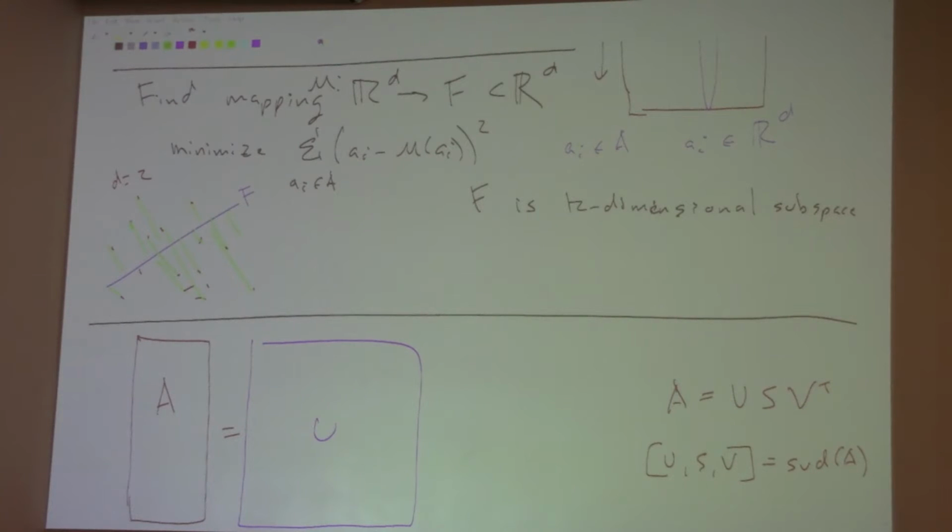U is going to be this big old square matrix. It's going to be n by n.